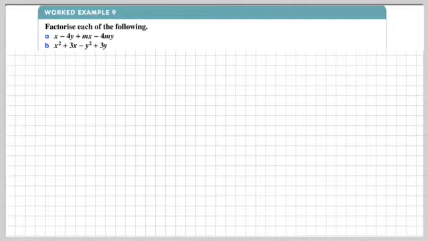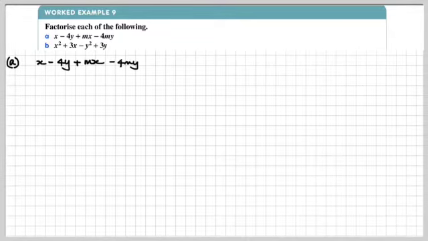Now, the first thing that you can see when you look at these is that there are 4 terms. So you immediately get your antenna up and think, well, this is not a quadratic trinomial. It's certainly not a difference of 2 squares. Maybe I could try grouping 2 and 2. Okay, and let's see what happens when we do that. Here's number A. Now if I just group the first two terms and the second two terms and I take out any common factors, you have a look.